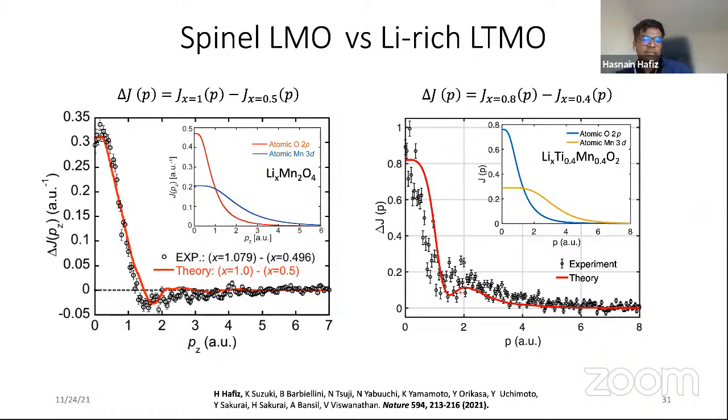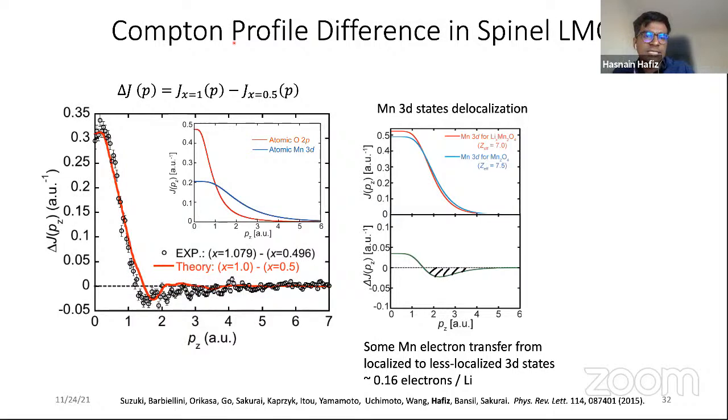So that is the difference, and we try to find out why they have these two different features, because in both cases we have oxygen 2p and manganese 3d, but they are different, right? So first we take this spinel lithium manganese oxide, and we construct the manganese atomic Compton profiles from our theory, and we found that this negative excursion is responsible for some manganese electrons transferred from localized to less localized 3d states.